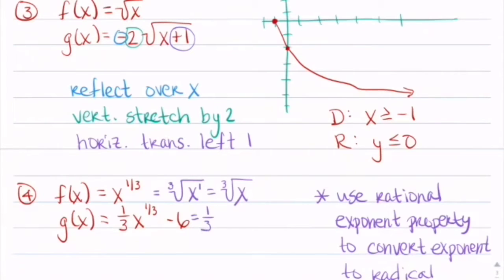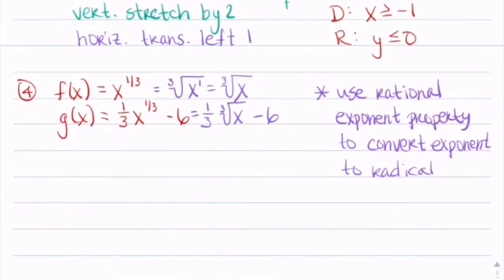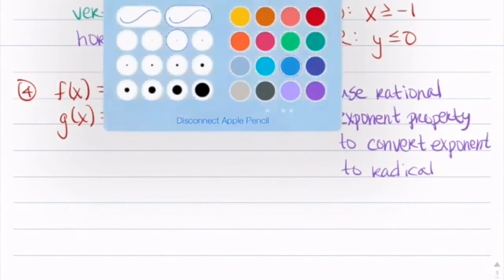All right, so let's change our g of x. Our 1/3 that's out there in front still stays as 1/3 out there in front. X to the 1/3 power, again, is the cubed root of x. And then we have a minus 6 that's outside of the exponent. It's not like in parentheses with x, so it's outside, so we will keep it outside.